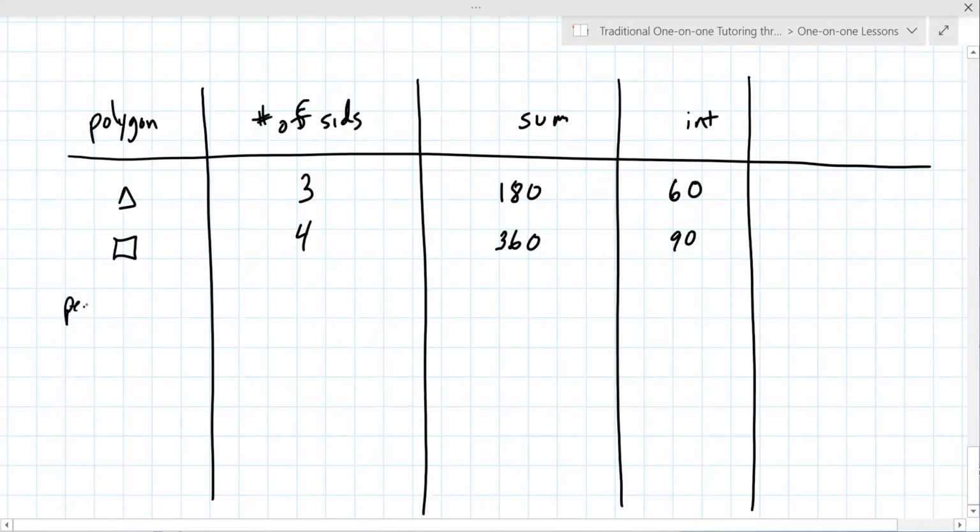How about for a pentagon? Do you remember the numbers for a pentagon? It's 5 sides. What was the sum? 540. And then do you remember the interior angle? Your interior angle. Yes.